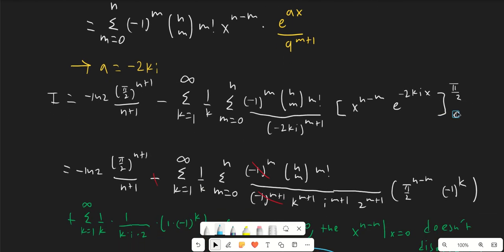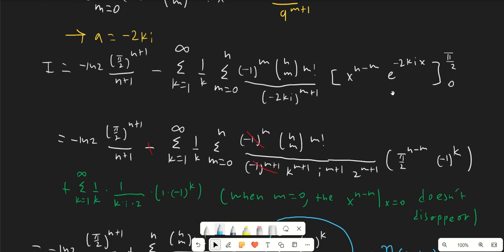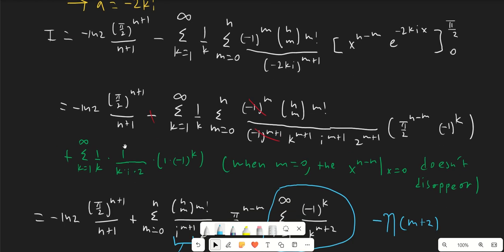So at 0, all these terms are going to disappear, except for the term when m equals n, because then this is going to be x to the 0, so when we evaluate it at 0, it will have a value. So you'll see I added this in right here in green. This term, when m equals 0, x to the n minus m evaluated at x equals 0 doesn't disappear.